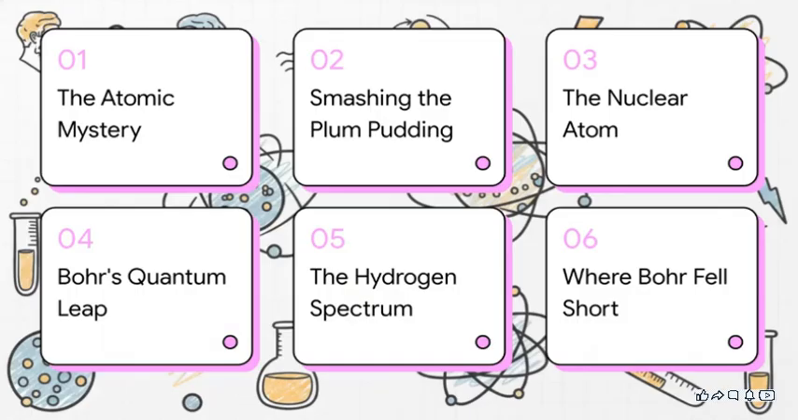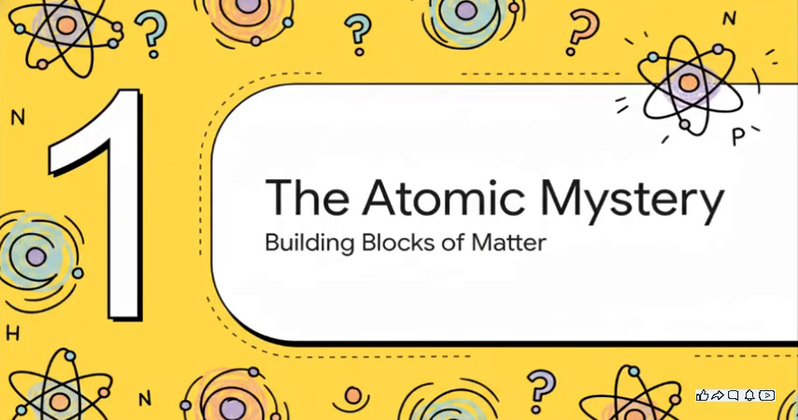To keep this complex history organized, we're going to break this mystery down into 6 quick chapters: the atomic mystery, smashing the plum pudding, the nuclear atom, Bohr's quantum leap, the hydrogen spectrum, and finally, where Bohr fell short. All right, let's jump right into Chapter 1, the atomic mystery.